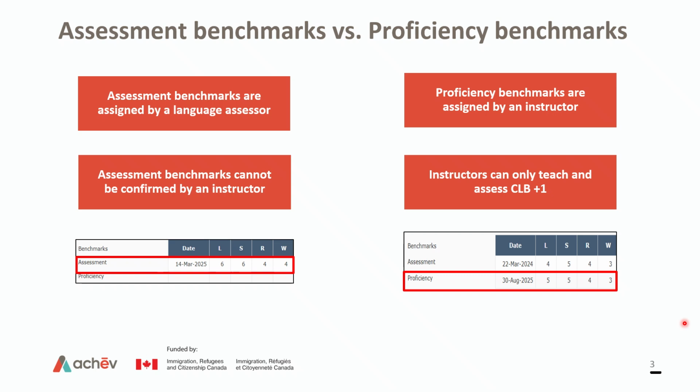Assessment benchmarks are assigned by a language assessor, and they cannot be confirmed by an instructor. In this example, you can see that the student only has assessment benchmarks. There are no proficiency benchmarks listed. Proficiency benchmarks are assigned by an instructor after all required assessments have been completed. It is important to remember that instructors can only teach CLB +1. In this example, the student has assessment benchmarks assigned by a language assessor and proficiency benchmarks assigned by an instructor.